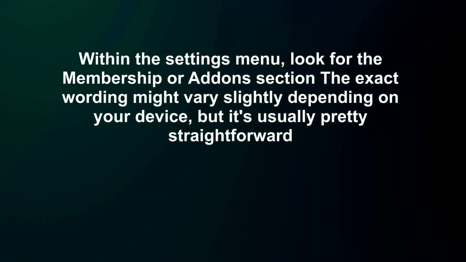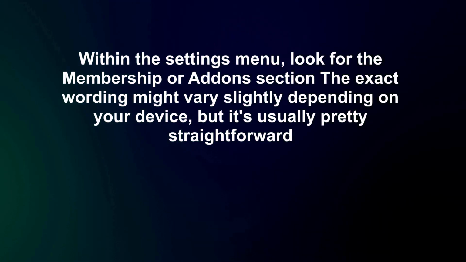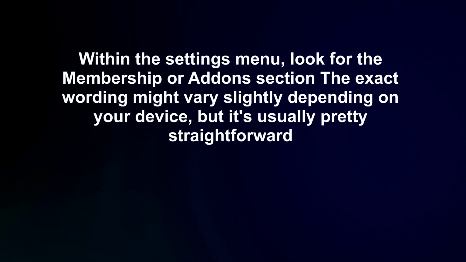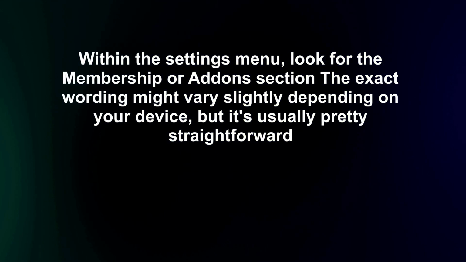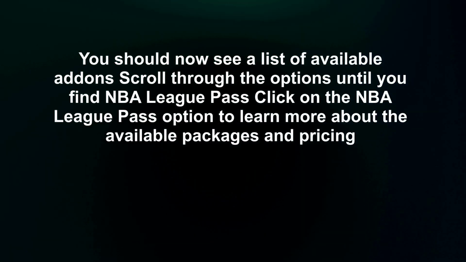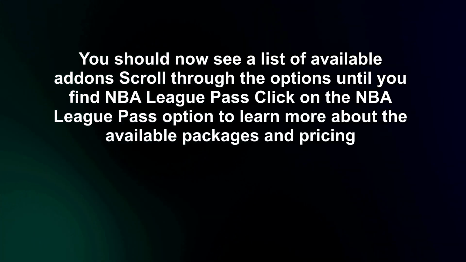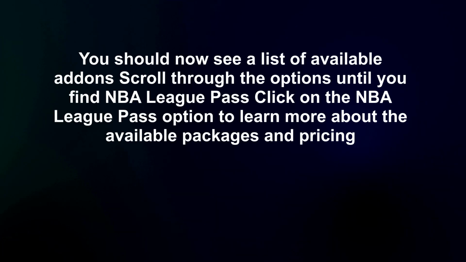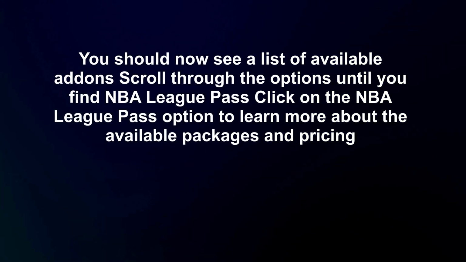Within the Settings menu, look for the Membership or Add-ons section. The exact wording might vary slightly depending on your device, but it's usually pretty straightforward. You should now see a list of available add-ons. Scroll through the options until you find NBA League Pass. Click on the NBA League Pass option to learn more about the available packages and pricing.